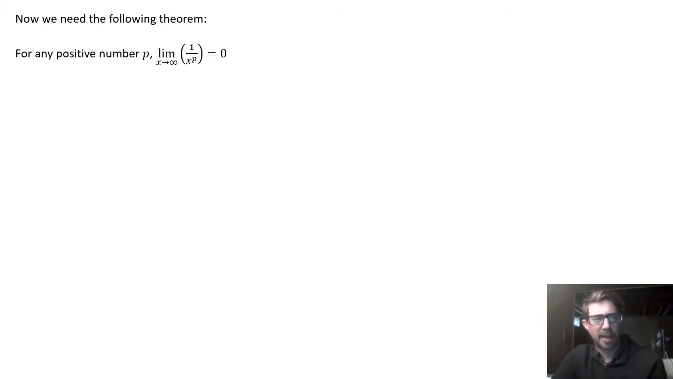Okay, so my little theorem says for any positive number p, the limit as x goes to infinity of 1 over x to the p is always 0. So even if p is a half, that's 1 over the square root of x, it's going to go to 0 slower than something like 1 over x to the 10th, but it's still going to get there. So now that we have that, any term that looks like that, we can just say that limit is 0, and it completely drops out.